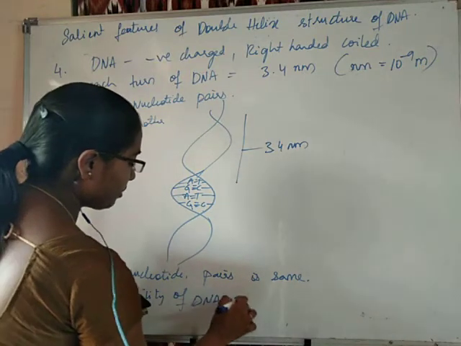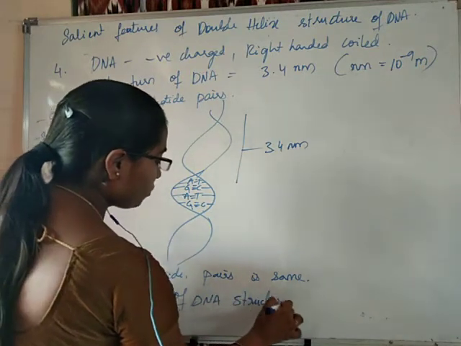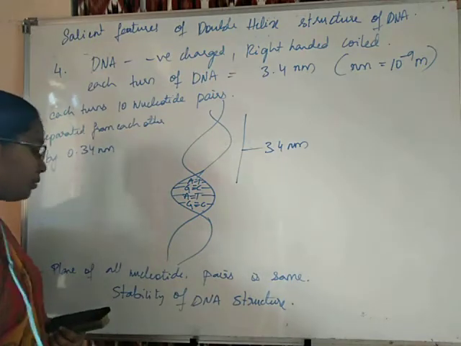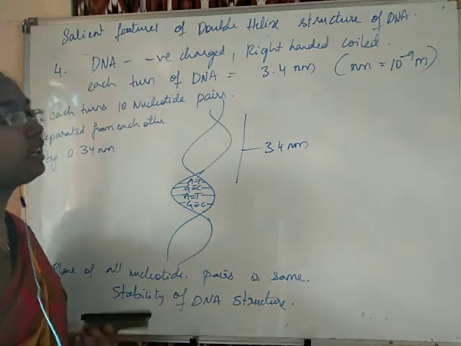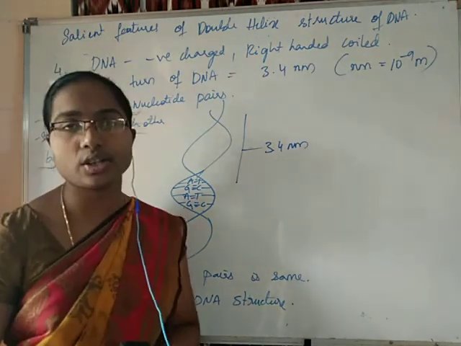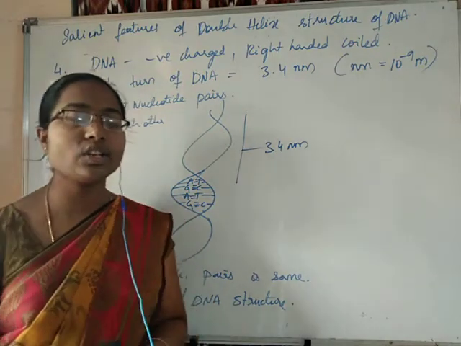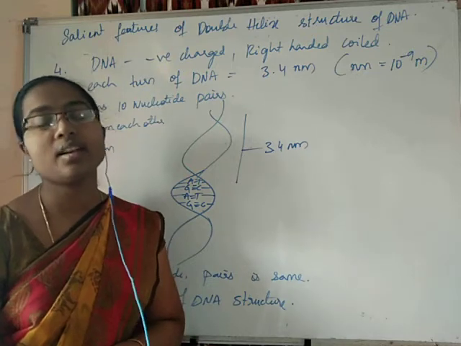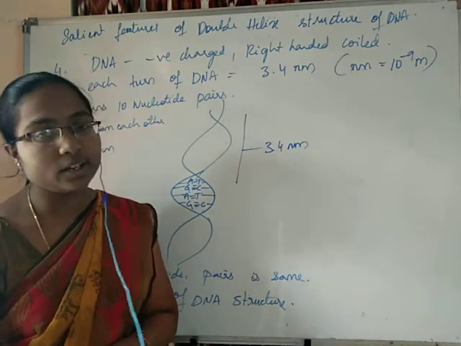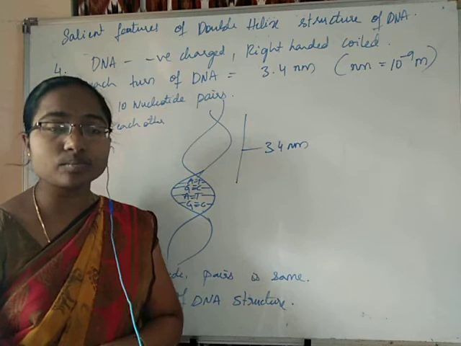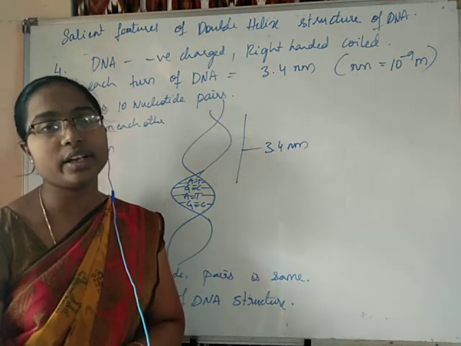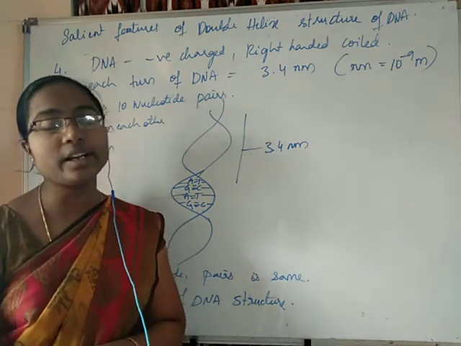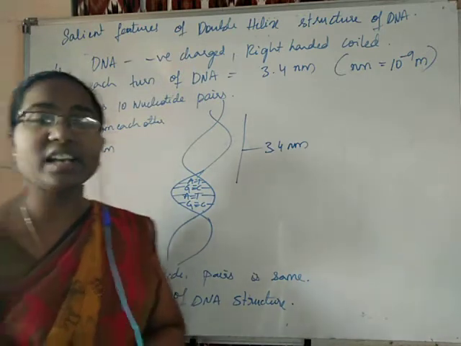It will increase the stability of the DNA structure. Okay. So, this is one more feature about the DNA double helix structure. These are some of the salient features of the DNA double helix structure as proposed by James Watson and Francis Crick. So, students, this is all about the salient features of DNA, and the identification of the structure of DNA has been a very big revolution.